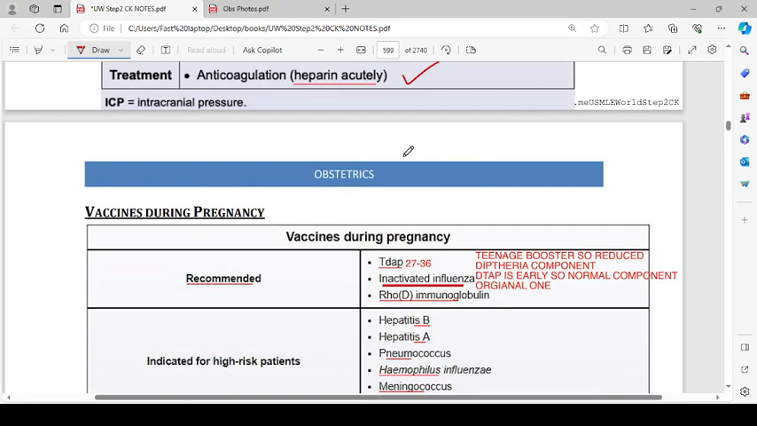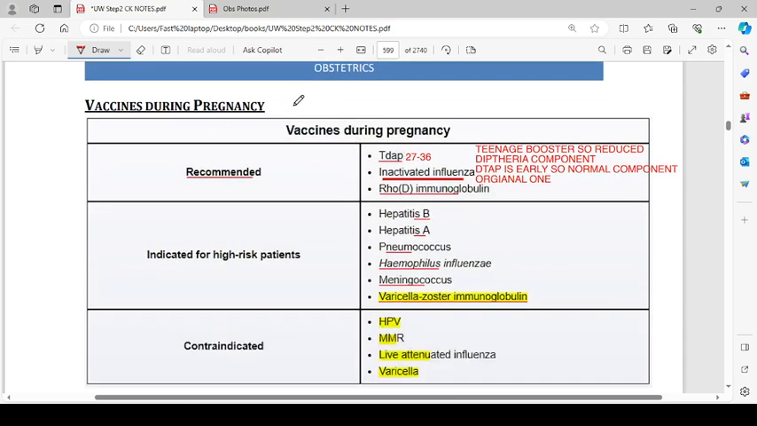What are the vaccines that we should offer during pregnancy? Recommended vaccines are Tdap, that is for tetanus, diphtheria and acellular pertussis, from 27 to 36 weeks, inactivated influenza, and Rho-D immunoglobulin. Teenage boosters have a reduced diphtheria component. DTaP is given early, so it has the normal, original component.